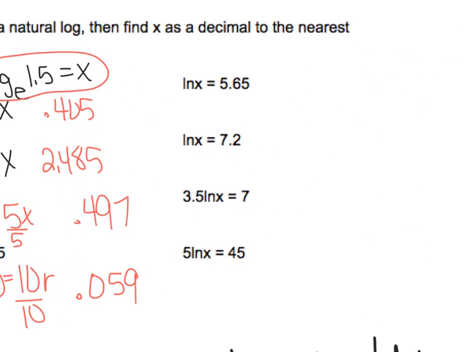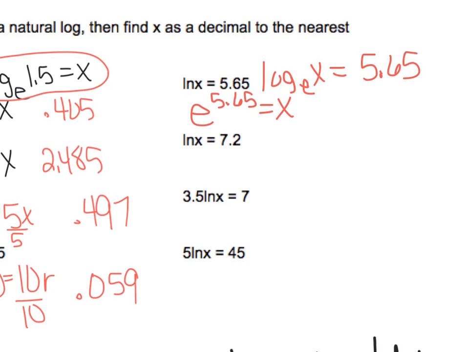Going the opposite direction, if we have the natural log of x equals 5.65, essentially what that means is log base e of x equals 5.65. Okay, so when we're going from natural log into exponent form, our base is always going to be e, so we'd have e to the 5.65 equals x.